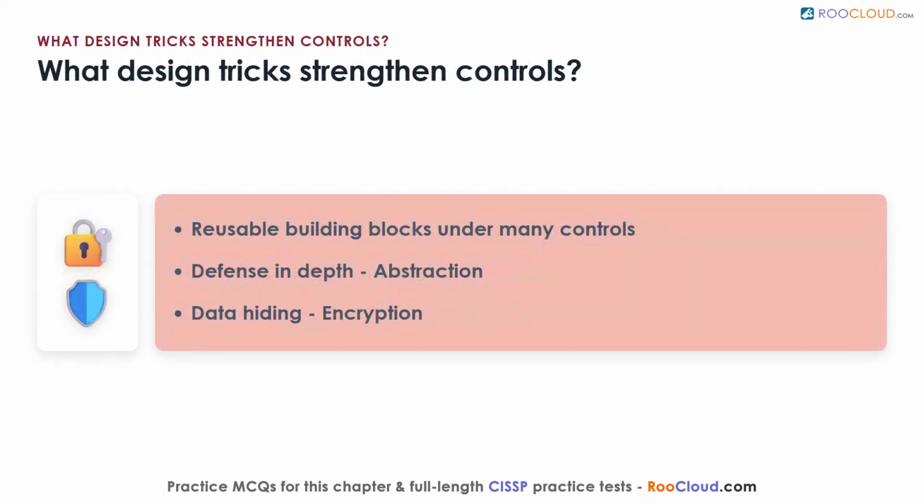Now, what design tricks make controls stronger and simpler? A handful of protection mechanisms sit under many controls. The big 4 are defense in depth, abstraction, data hiding, and encryption. You will not build every control from these, but you will meet them constantly. Think of them as the reusable building blocks behind good security design. Keep them in mind as we walk through each one.